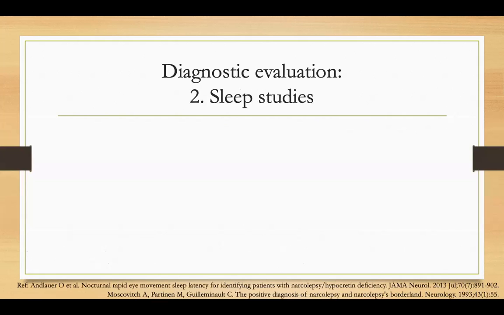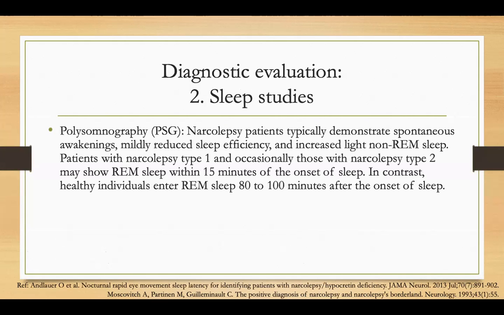Sleep studies are the most commonly used objective evaluation for narcolepsy. On polysomnography, narcolepsy patients typically demonstrate spontaneous awakenings, mildly reduced sleep efficiency, and increased light non-REM sleep. Patients with type 1 and occasionally with type 2 may show REM sleep within 15 minutes of the onset of sleep. In contrast, healthy people enter REM sleep 80 to 100 minutes after the onset of sleep.